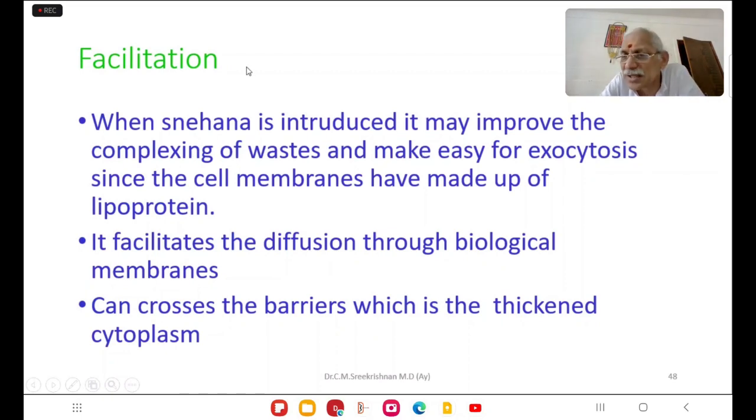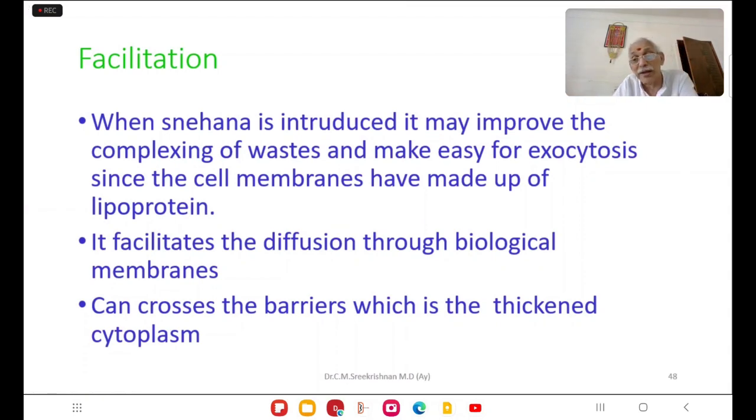As I was telling, first Tiktaka Ghritam and Mahatiktaka Ghritam. Pajittak Tikta Ghritam. Ajarya Kustinam Sneha Varina Sarvam Purva Ubajare. Give snehana first. Because when snehana is introduced, it may improve the complexing of waste and make it easy for exocytosis. Since the cell membranes are made up of lipoprotein, lipid facilitates the diffusion through the biological membrane. It can cross the barriers, such as the thickened cytoplasm. So that is the importance of snehana.